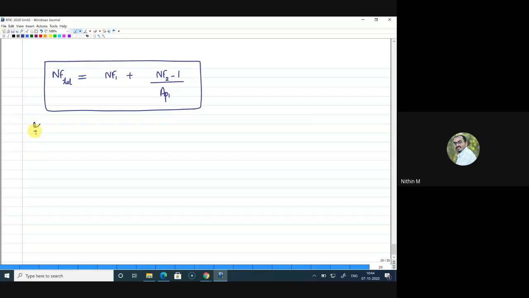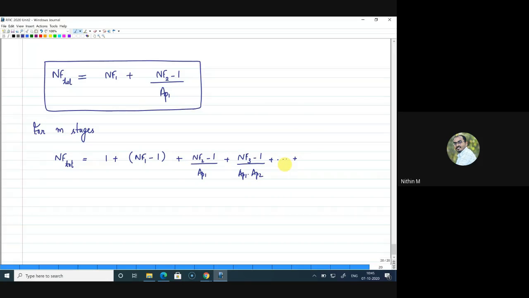Now, if I want to extend this to many stages, for example, for m stages, I can write the NF total as, the general way is to write it as 1 plus NF1 minus 1, right? So all terms we will write in this form. So 1 plus NF1 minus 1 is NF1 itself plus NF2 minus 1 divided by AP1. One more term: NF3 minus 1 divided by the previous 2 stages power gain, so AP1 into AP2, plus etc.